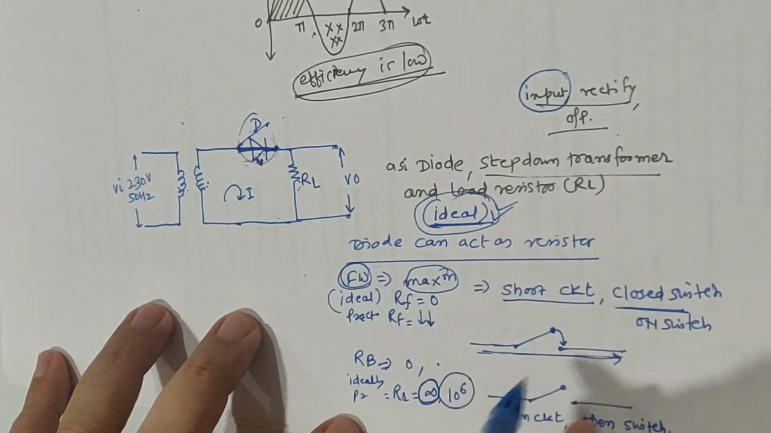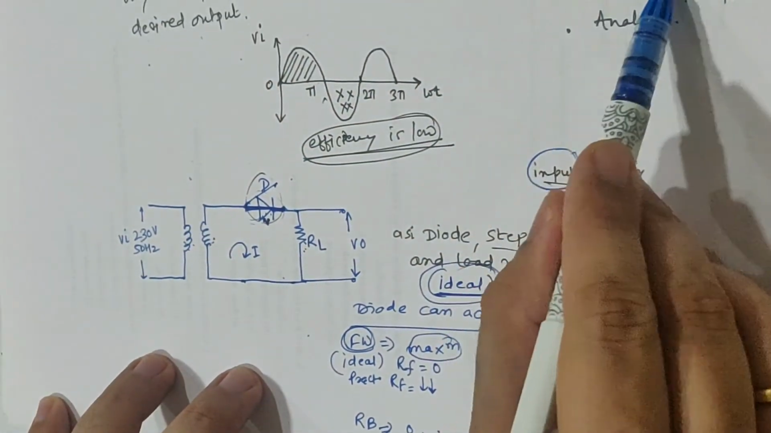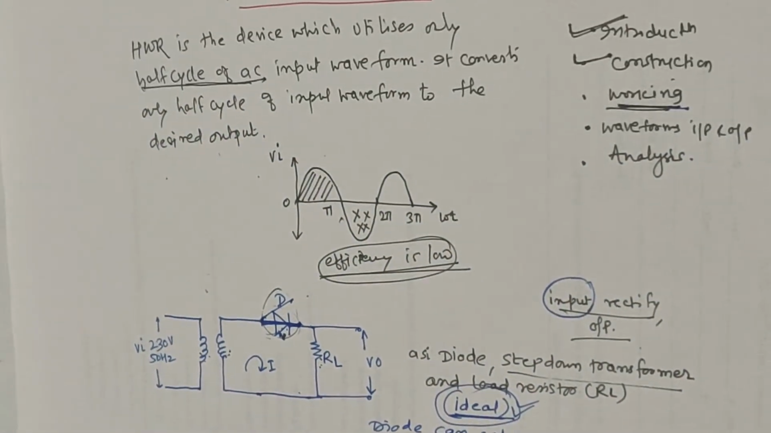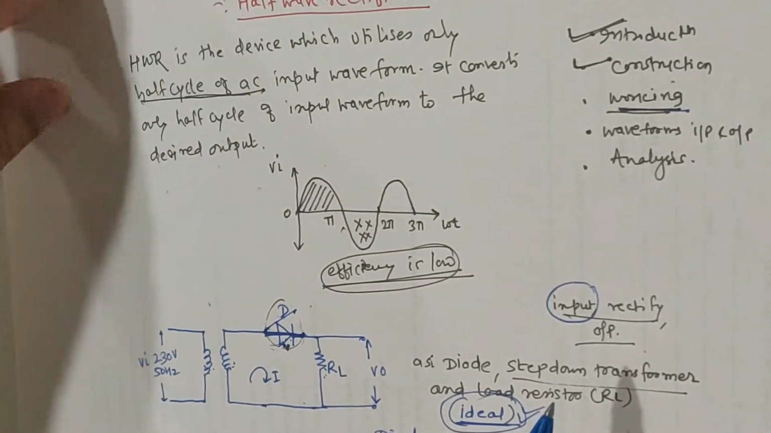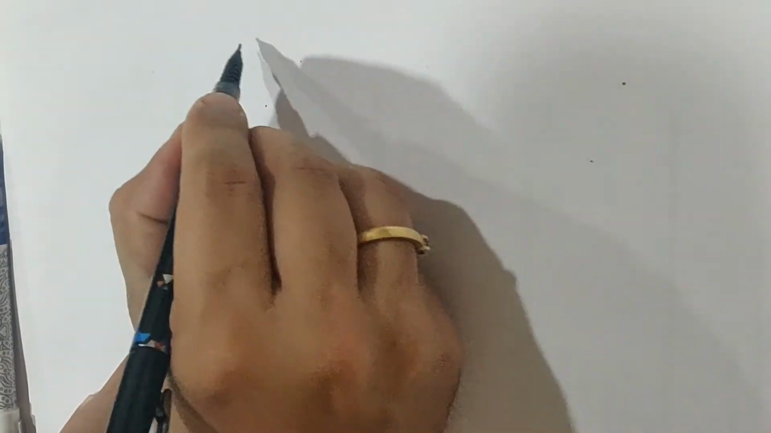So with this information, let us go for the working of the rectifier. What I will do is draw the circuit again, and then we will consider this. See this, I am drawing the circuit.